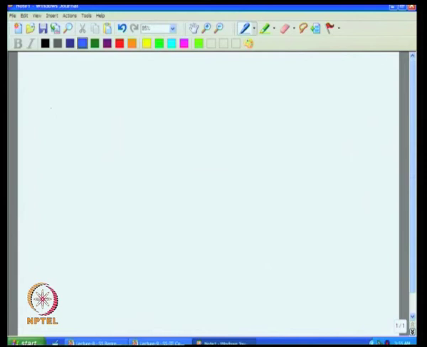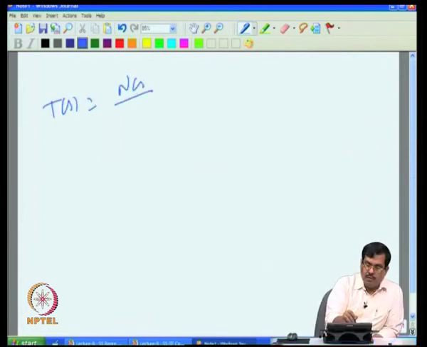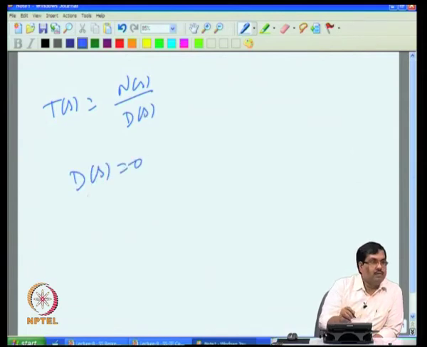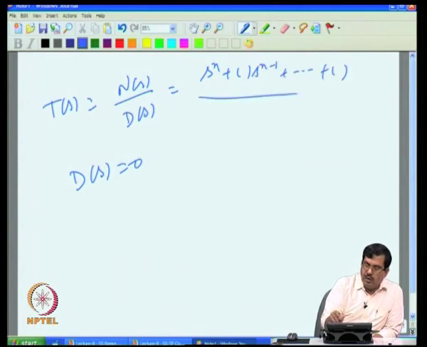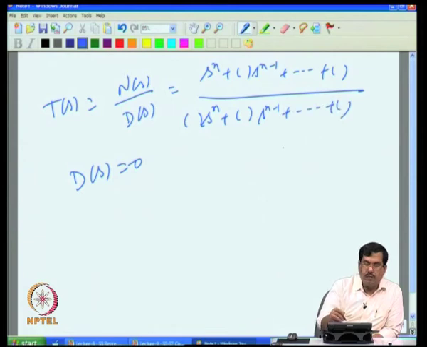So you have a transfer function, which is nothing but numerator by denominator polynomial. What you are doing here is D of s equal to 0. We are assuming that the numerator polynomial is of nth order, and the denominator polynomial is also of nth order. Remember, these may not have the same coefficients.